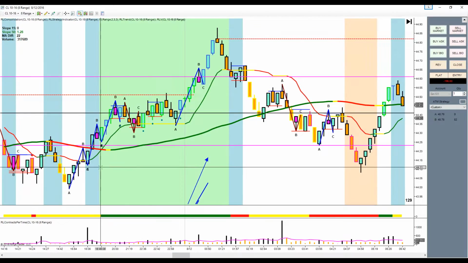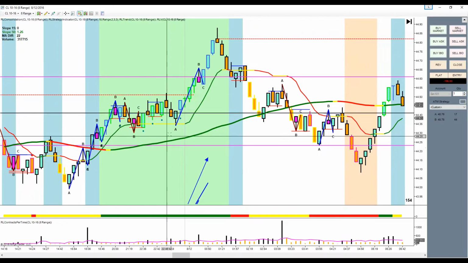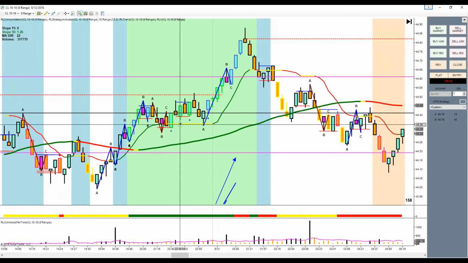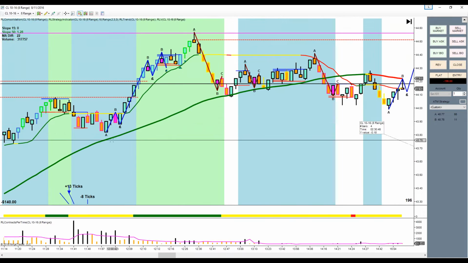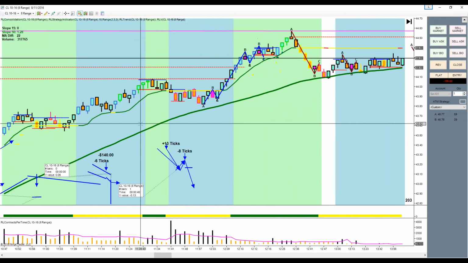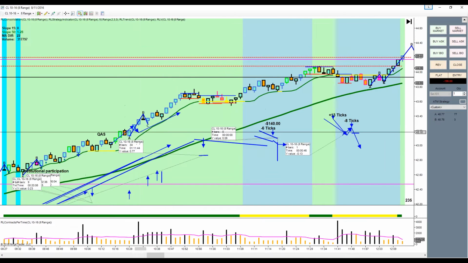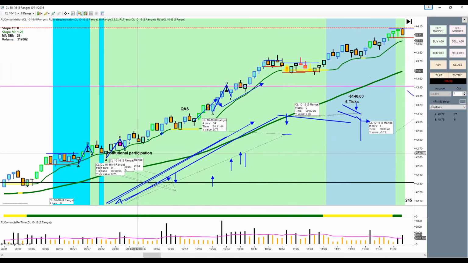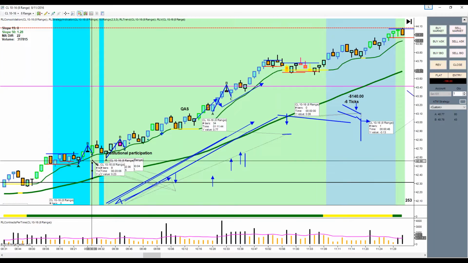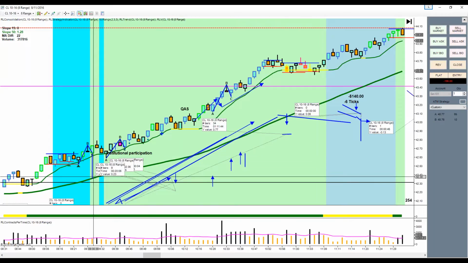Now here the 50 is red, you have no trade. Here the modified 15 is yellow, you have no trade. No trade here on this move up. Here's your transition zone trade right here. Turns green.